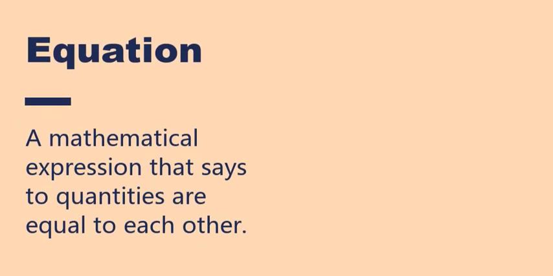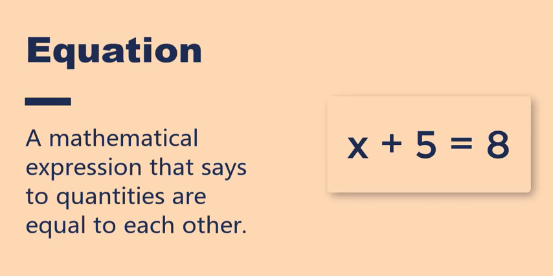An equation says that two things are equal. It can have variables that represent unknown values to make the equation true. For example, if I said that x plus 5 is equal to 8, then only one value of x can make that equation true, 3.